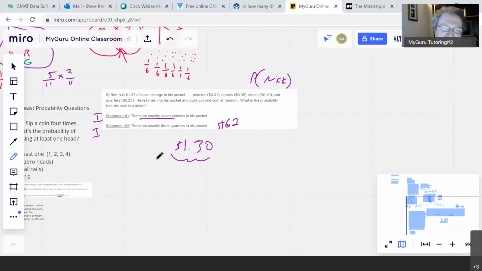Now, looking at both of these together, if there are 3 quarters and 7 pennies, well, again, that's going to account for our 75 cents plus 7 pennies. That's 82 cents. We still are not going to be able to determine how many nickels there are. So we wouldn't be able to figure out the probability. All right. Now that's really less about probability, more about wording.